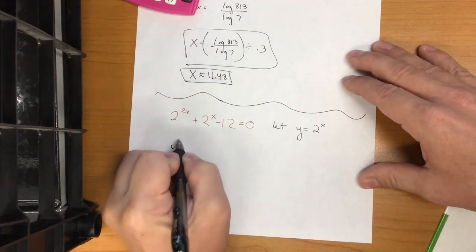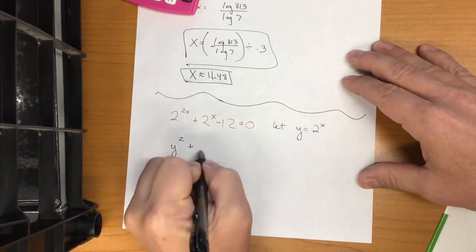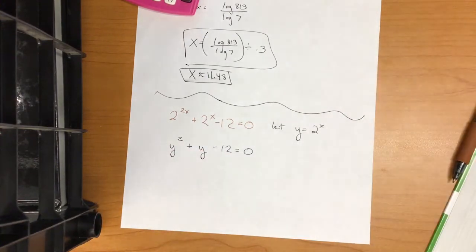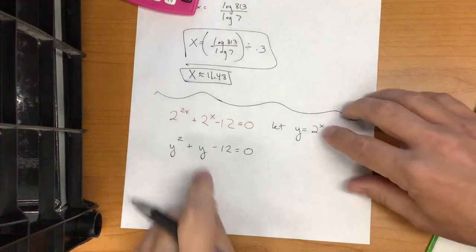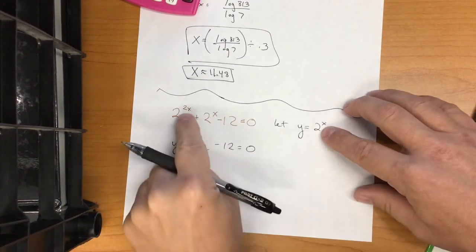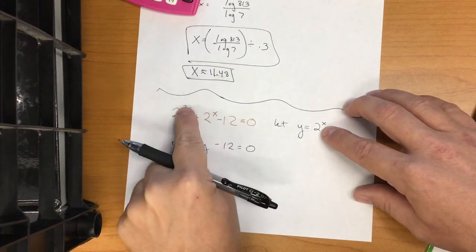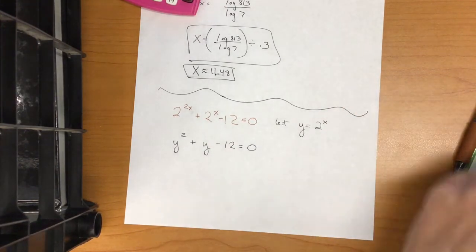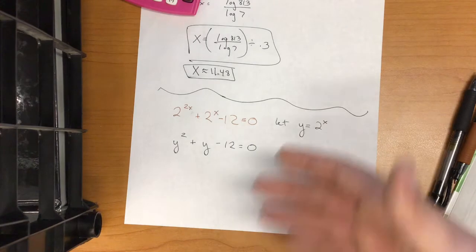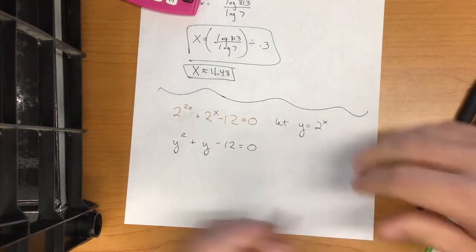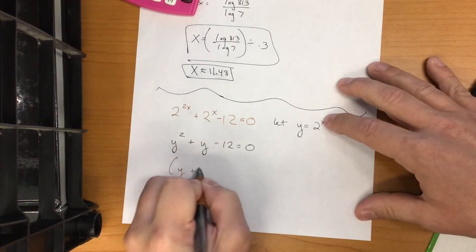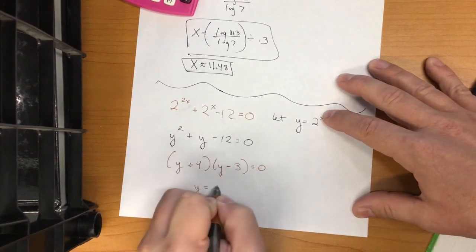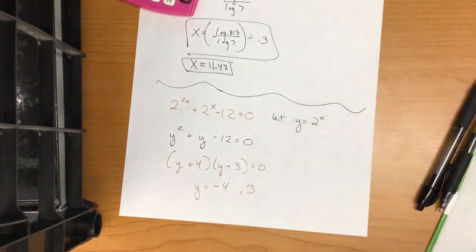So this is going to become y squared plus y minus 12 equals 0. What I'm doing here is I'm letting 2 to the x be y. So that becomes y squared plus y minus 12 equals 0. So we took a really ugly exponential function and converted it to a very nice factorable function. This is a super easy factor, y plus 4, y minus 3 equals 0. So we get negative 4 and 3 as our solutions for y.